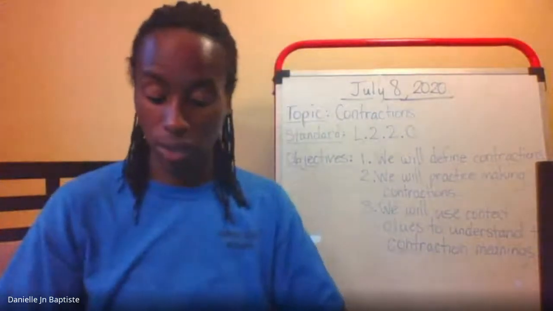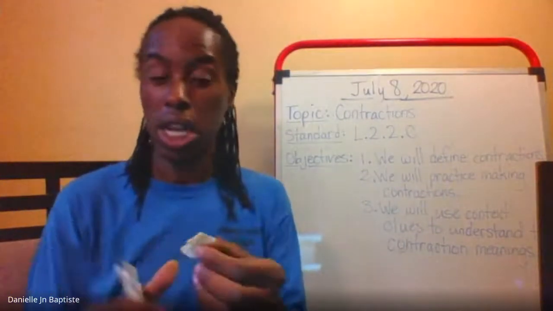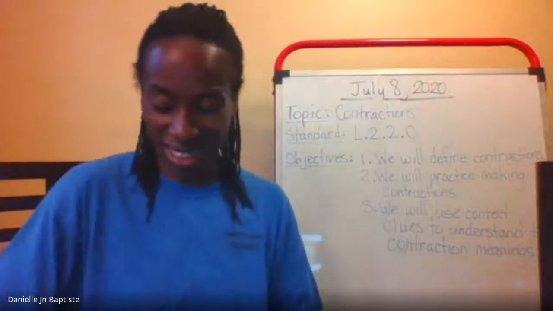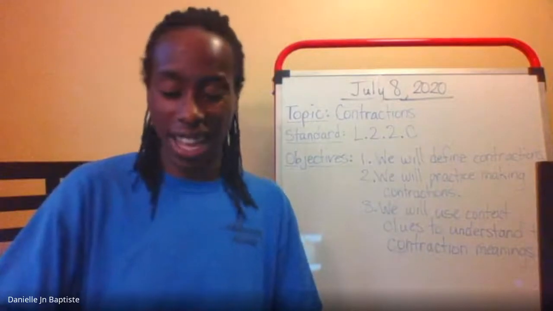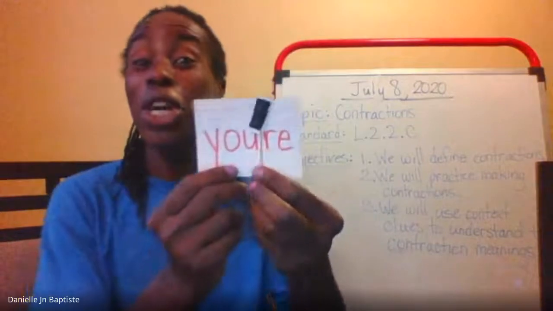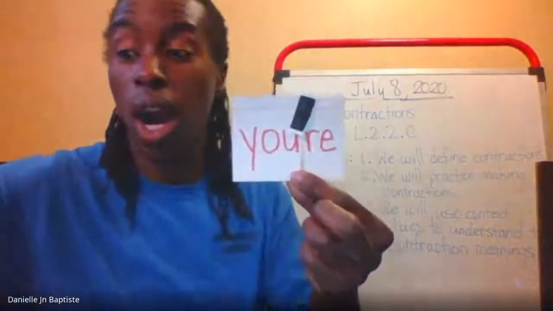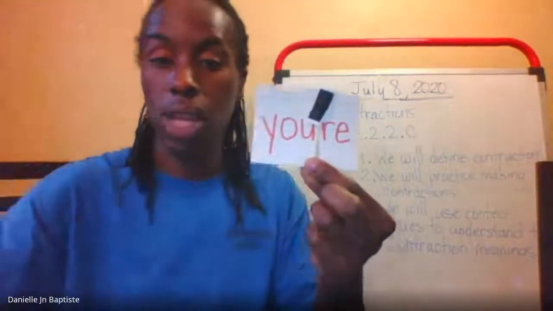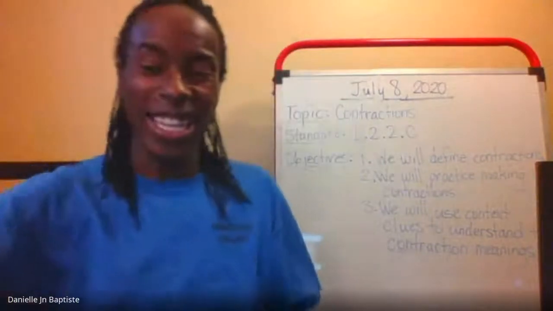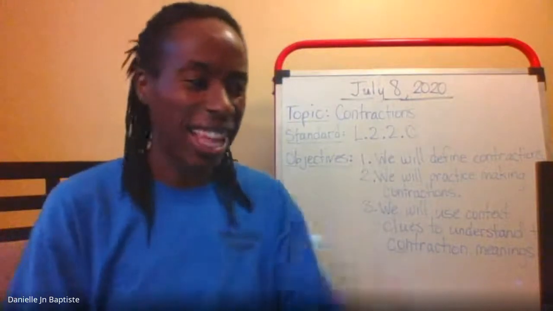Now, mind you, that apostrophe is a little big. Let's cut it down to size. Let's make it look a little bit better. I'll take it. Your. This is now your. And it meant you are. So your means you are. Let's keep it going. We're making contractions and I like it.